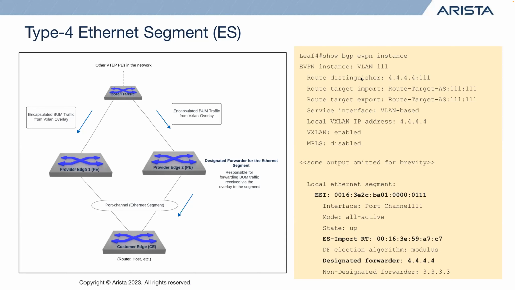So here, with the command show BGP EVPN instance, we can see that this is the instance for VLAN 111. We see the ESI here ending in 0111. There's an Ethernet segment import route target. And the designated forwarder here is 4.4.4.4. So if we take a look, both PEs 1 and 2 have received encapsulated BUM traffic from the overlay. However, PE2, being elected as the designated forwarder here, is the only device that will forward that traffic onto the segment. This helps with duplication.